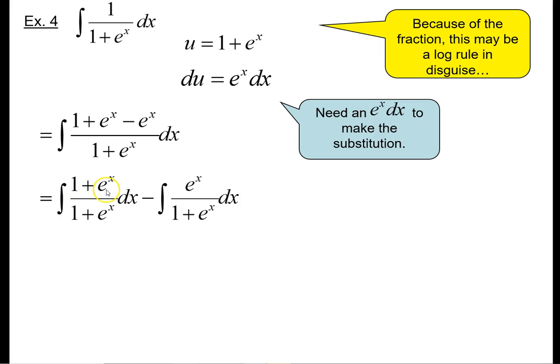So 1 plus e to the x over the denominator is one integrand, and then e to the x over the denominator is the other integrand. This first integrand just turns into 1, so that's the integral of 1. The second integrand now is in the format I need to make this u substitution. If we let u equal that 1 plus e to the x, the derivative needs to contain an e to the x, which we have in the numerator, so that becomes 1 over u du.